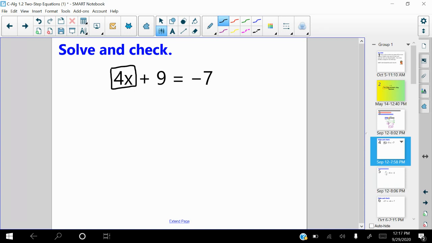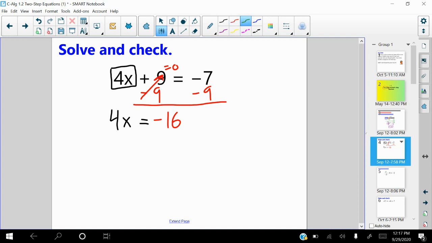I see I have that plus 9. To undo addition, we have to subtract. So we subtract 9 on both sides. Again, we want this to turn into 0 because we want that 4x to be all by itself. Does 9 minus 9 turn into 0? Yeah, it does. So that cancels out. We're now left with 4x is equal to negative 7 minus 9 more, which gives me negative 16.